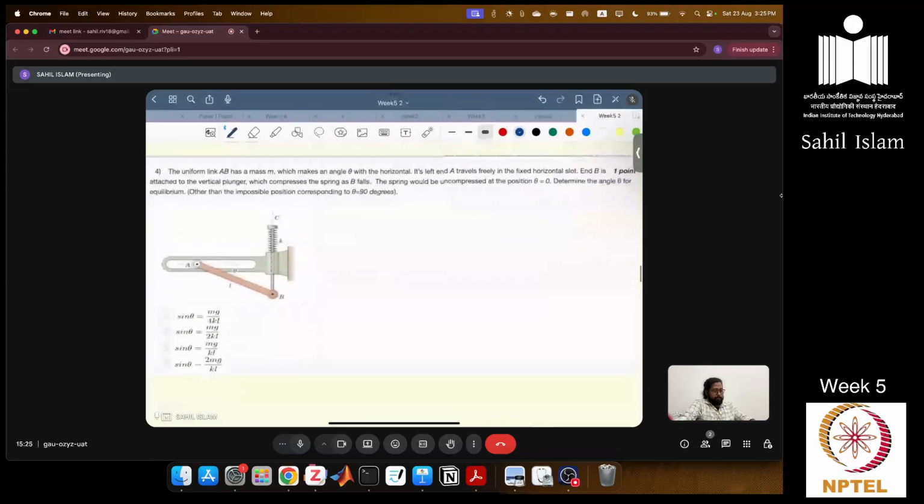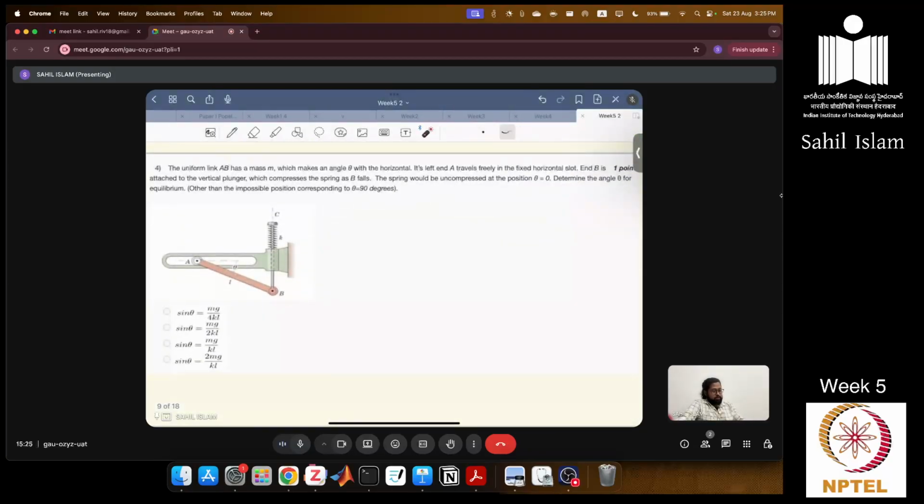Now question 4. It says the uniform link AB has a mass m and makes an angle theta with the horizontal. Its left end travels freely in the fixed horizontal slot, and end B is attached to a vertical plunger which compresses the spring as B falls. So if B goes downwards, this spring gets compressed.